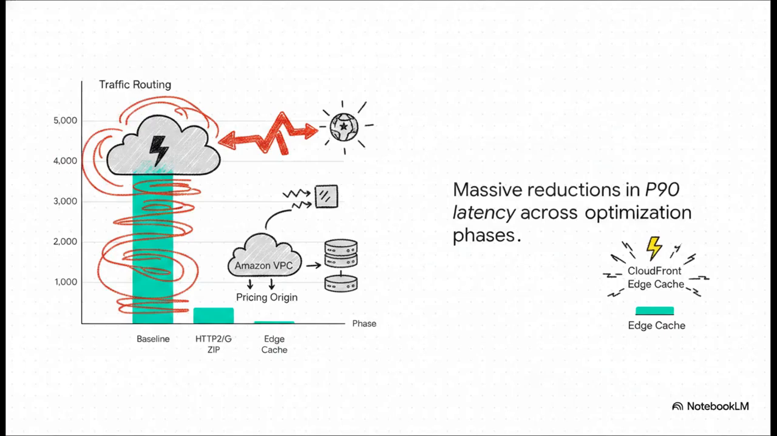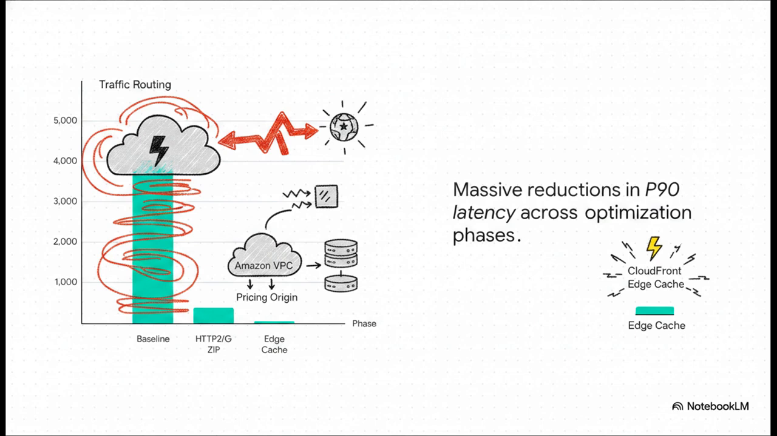Section 5, 4 phases of optimization. This part is an absolute masterclass in tracking down bottlenecks. They completely transformed their P90 latency, which is the response time experienced by the 90th percentile of users. Starting out in phase 1, their baseline was a really sluggish 4,500 milliseconds, mostly because traffic was routing through a global VPN, which causes massive connection overhead.